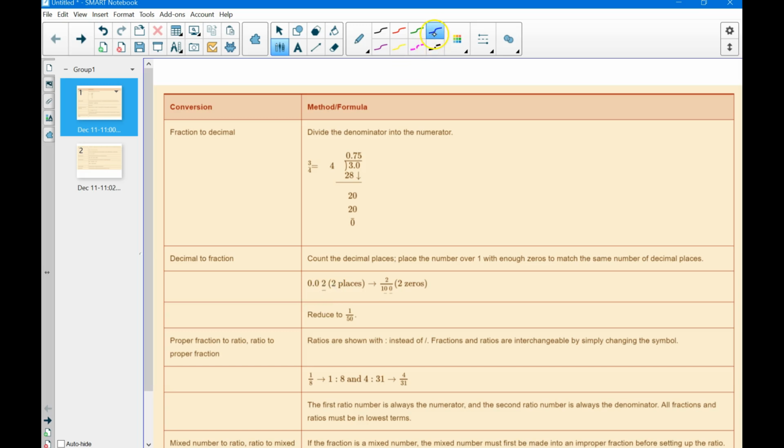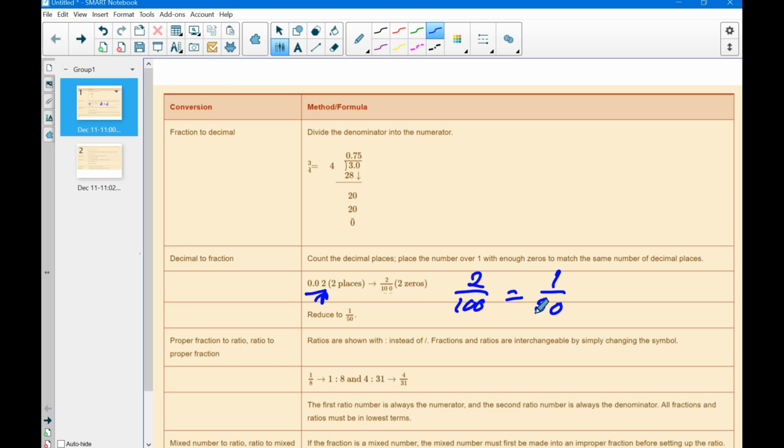Let's change to my pen. Decimal 0.02. Well, this is the hundredths place. Remember that? So it basically means we have 2 out of 100. And then we reduce it to 1 over 50. So that's all that is, place value.